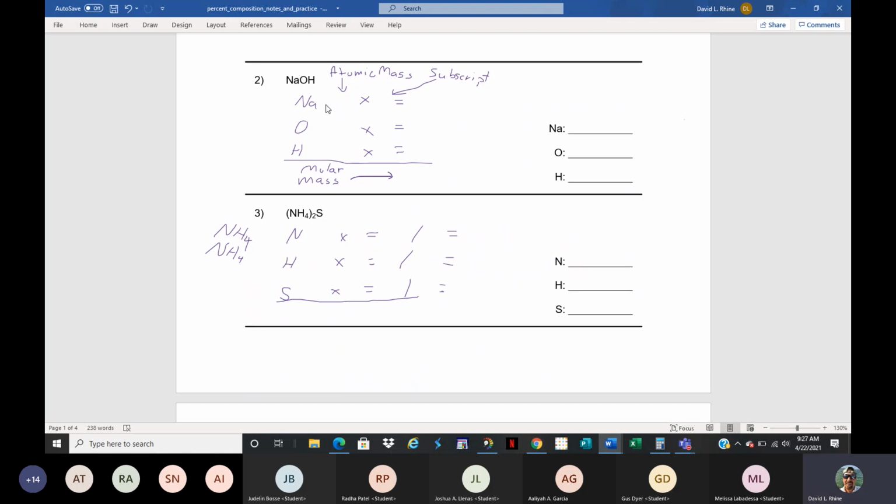All right, so this is sodium hydroxide. We have sodium, oxygen, and hydrogen. So I separate it out into the 3 elements. Sodium has a mass of 23. And there's 1 of them. So that's 23 here as well. Oxygen has a mass of 16. I'll go to the periodic table here in just a minute and show you where I got these numbers. Hydrogen has a mass of 1.